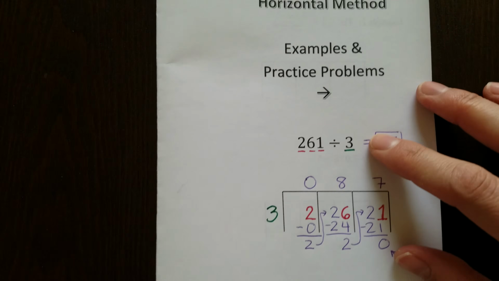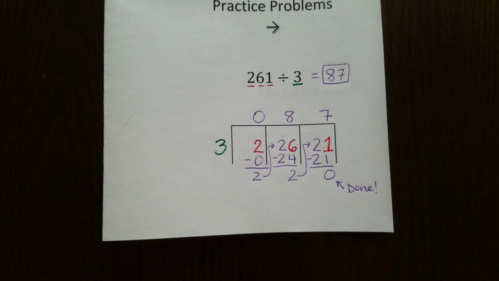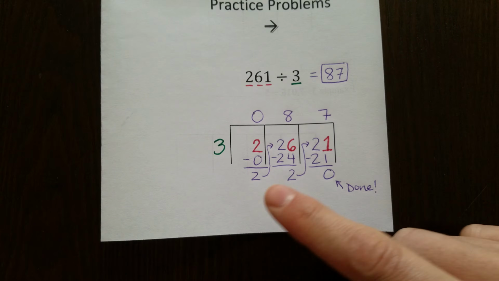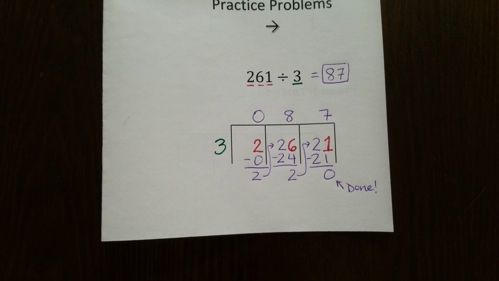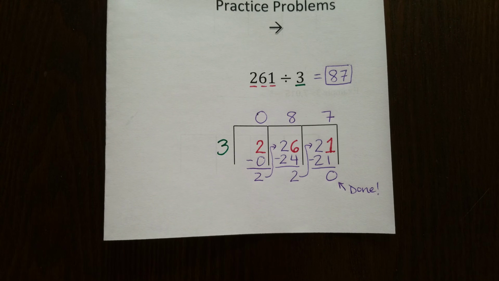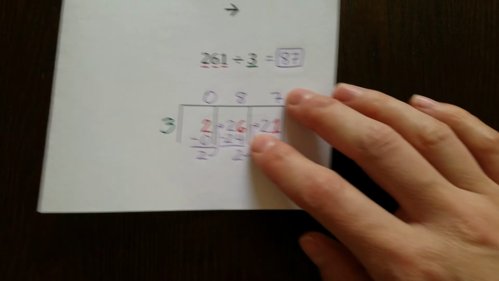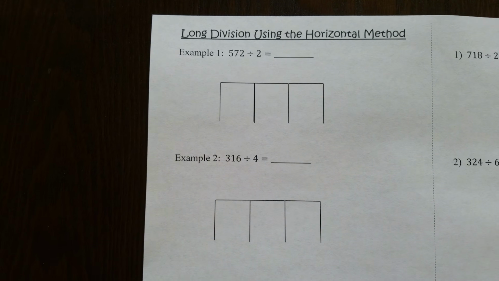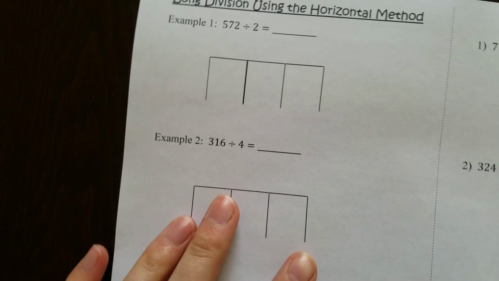On the front of your note sheet, this problem has already been done, 261 divided by 3. This work will hopefully make more sense when we're done with the examples and the problems for you to try on the inside of your notes. So please flip to the inside of your notes. The top left will say long division using the horizontal method, and we're going to look at example 1 first.